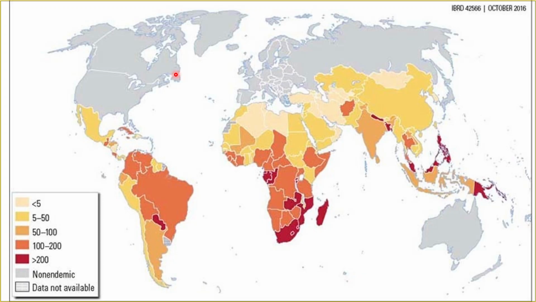The distribution is provided for the year 2016. The good news is that it's not endemic in the European part of Russia, and the diseases are mostly in South Africa and Latin America, and also some Oceania and Asian countries.